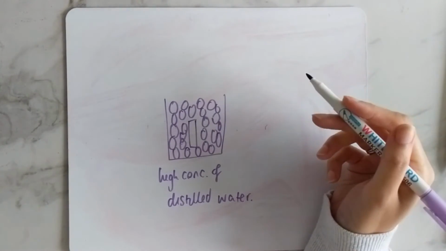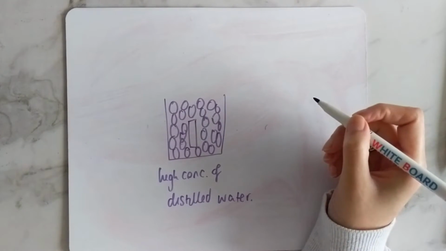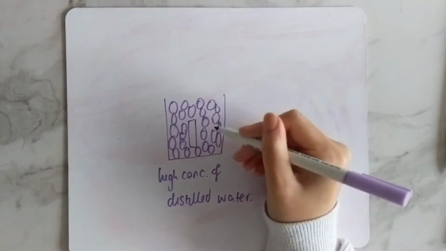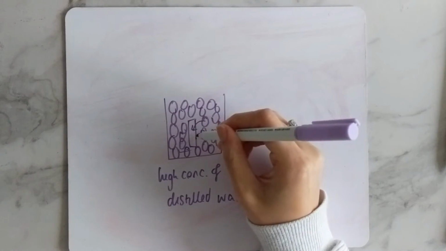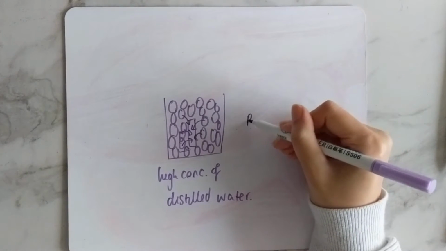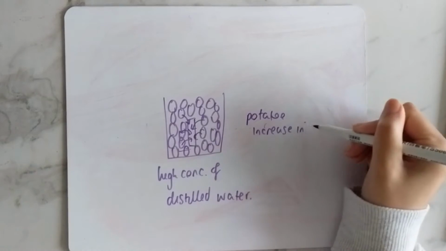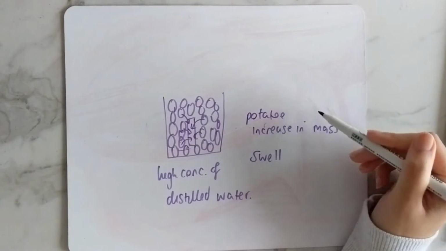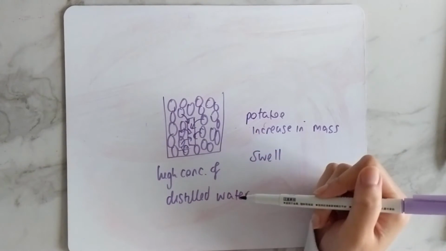Is the potato going to increase or decrease in size? Now you've got to think, is there more water on the outside or inside of the potato? Because there's a high concentration of distilled water, there's more water outside the potato. Therefore, water's going to move into the potato, and the potato is going to increase in mass. It's going to swell. So it's going to increase because more water is travelling in from a high concentration to a lower concentration.